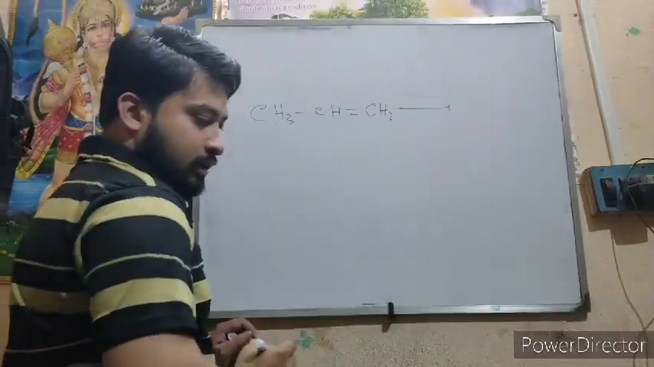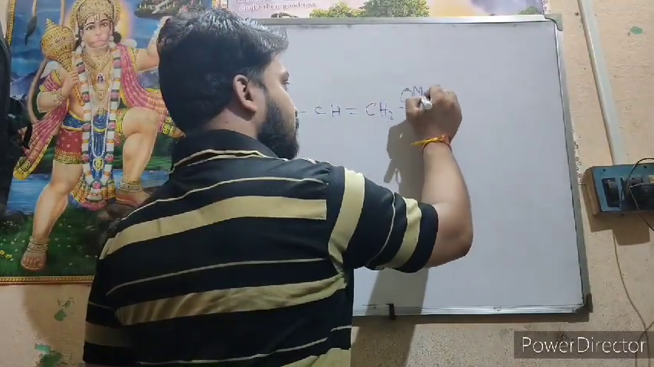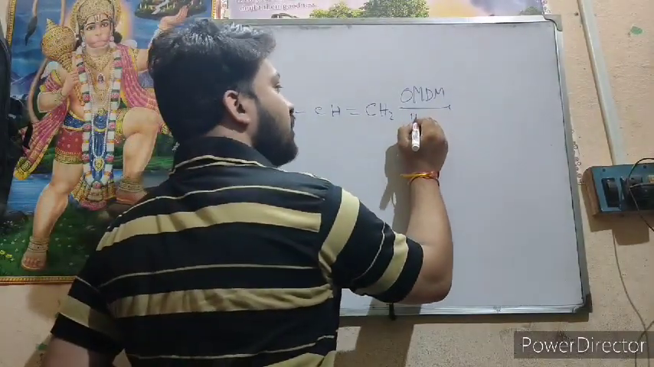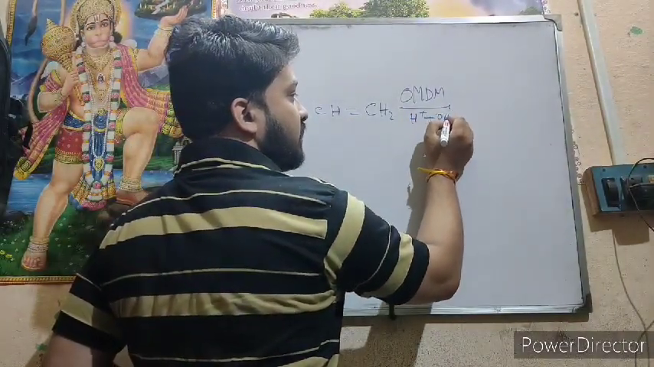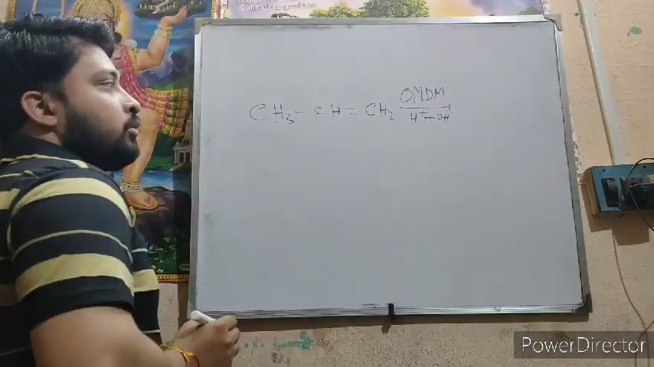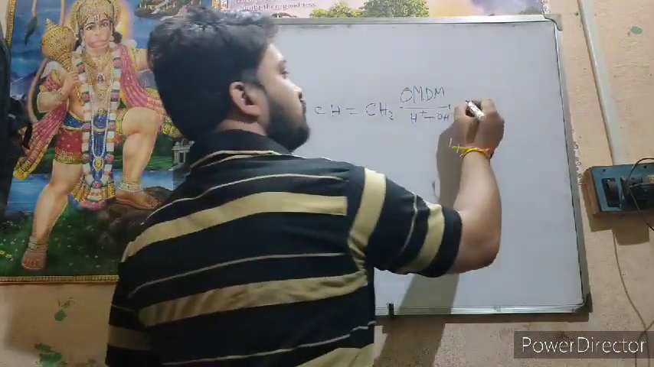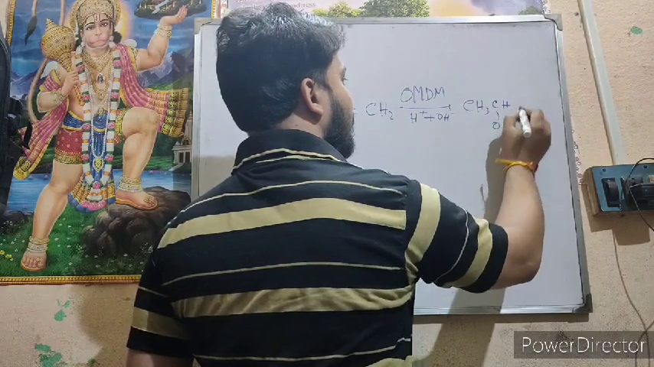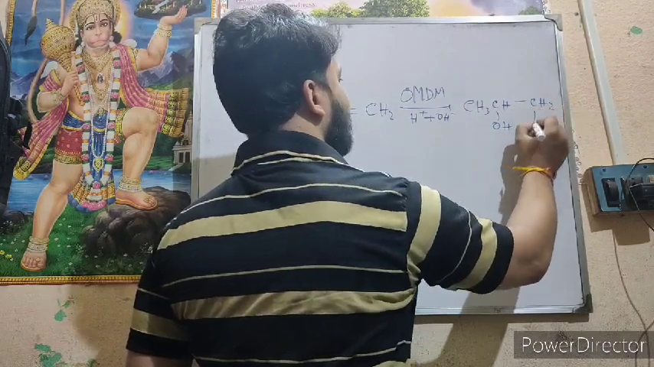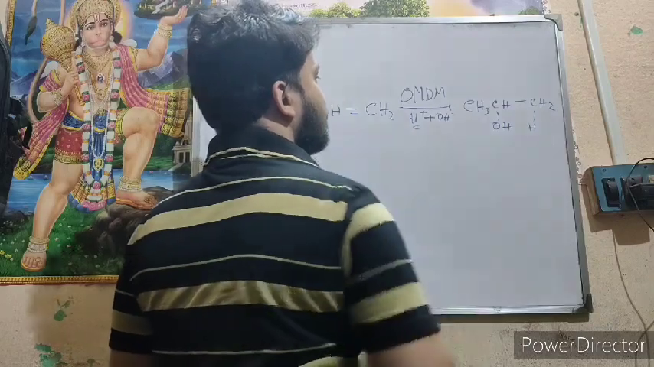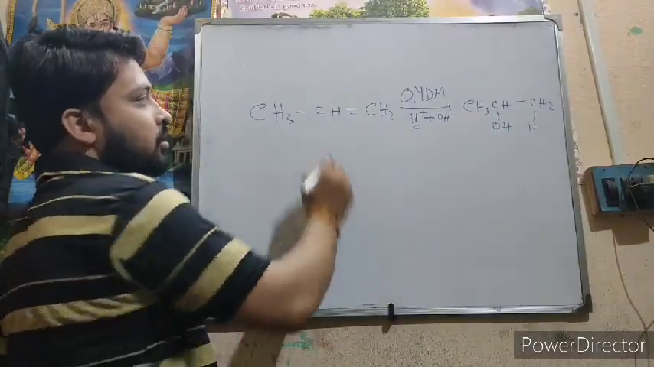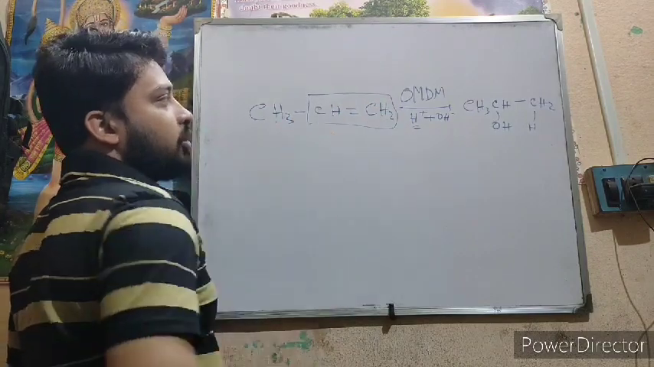If you use OMDM, oxymercuration demercuration, and you use H2O, H2O gives you H plus and OH minus. We see that the product is CH3 CHOH CH2 and H also. This H plus goes to the carbon with the maximum number of hydrogens on this double bond.